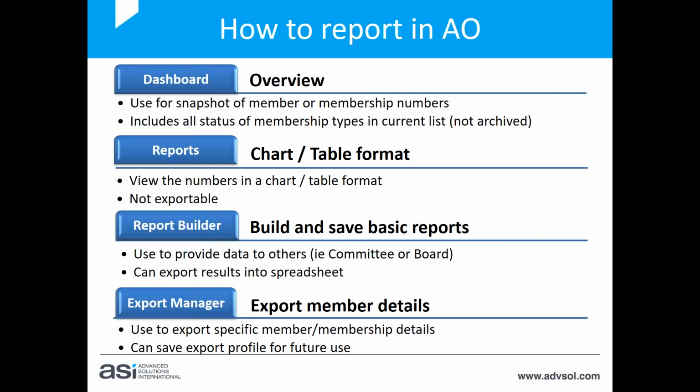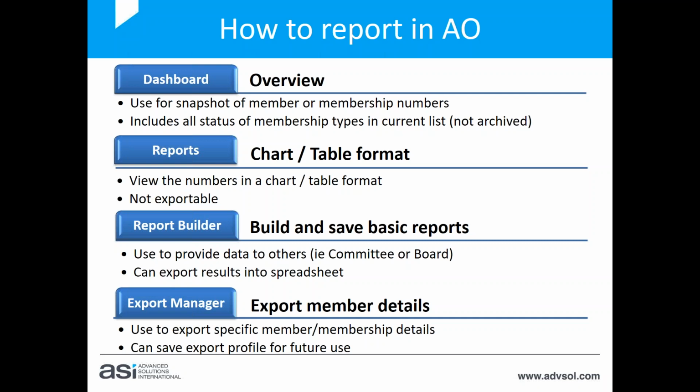Sorry, this screen is a little bit messy, but I'm going to cover this in more detail. The types of reports that you can run in Association Online. We're looking at these 4 elements, the ones in blue on your screen. These are the types of reports we can run. And I've just given a little bit of an overview of what those reports do.